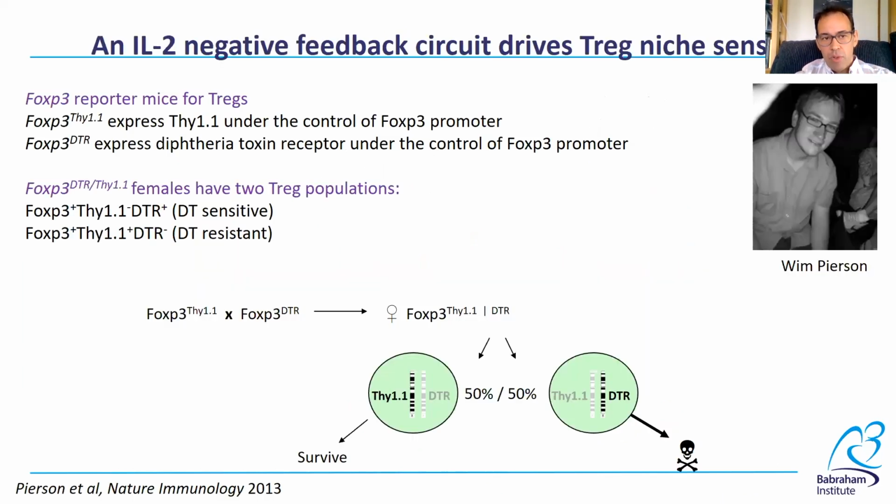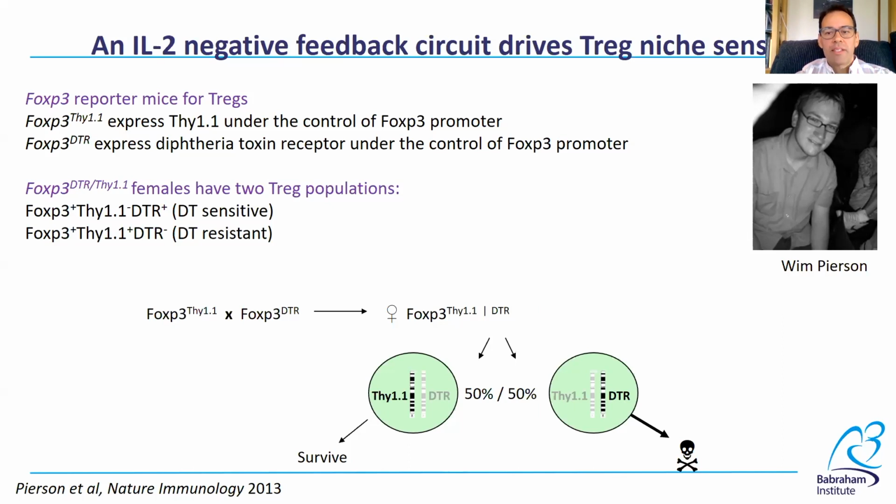Now, I want to start by talking about a story that James and I started up 12 years ago when we first set up the lab with one of our first PhD students, Wim Pearson. And this is to work out how interleukin 2 is feeding regulatory T cells. Because it's a very important negative feedback circuit. So even though this story goes back a few years now, I wanted to set the scene for some of the more recent work that we've been doing since moving to the Babraham.